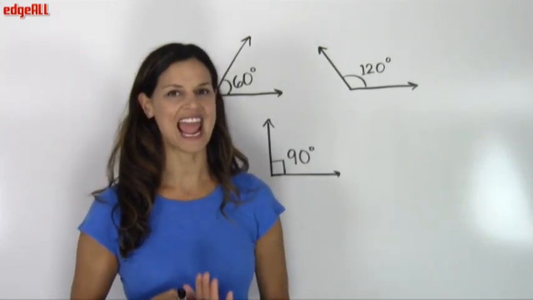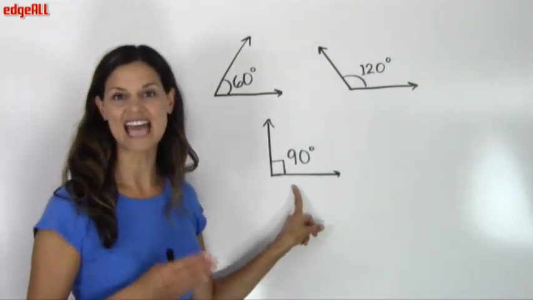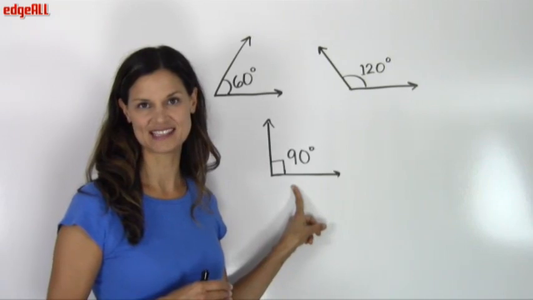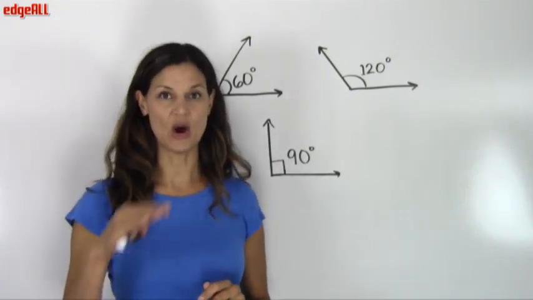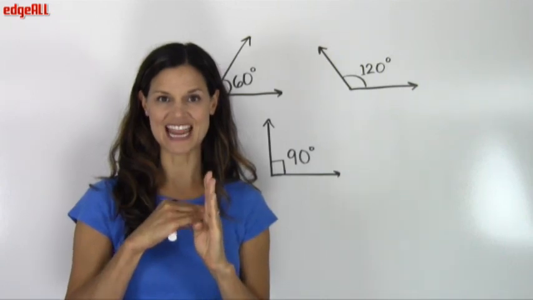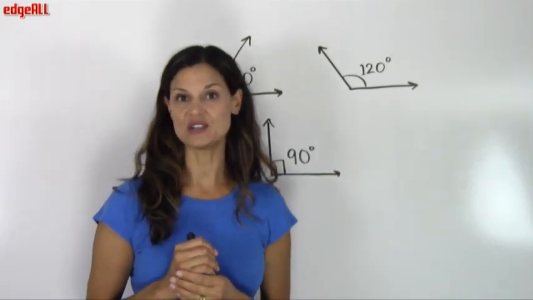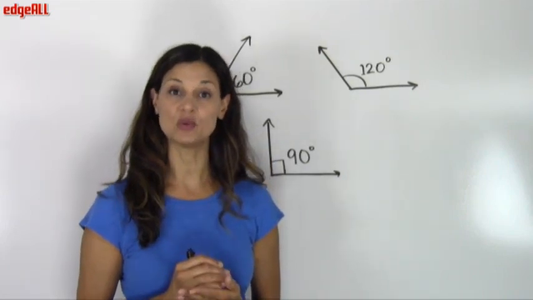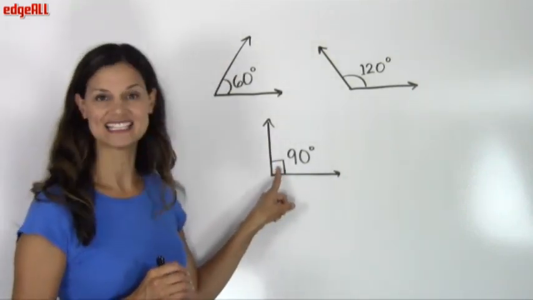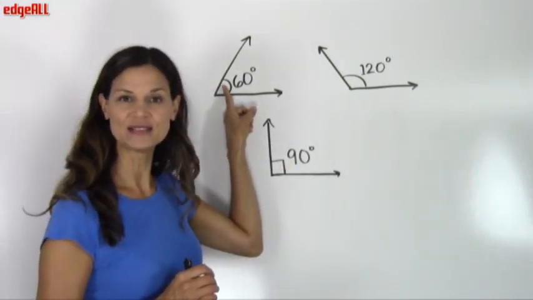A right angle has a degree measurement of exactly 90 degrees. This happens when a horizontal line meets a vertical line. We have a 90 degree angle. Right angles, or 90 degree angles, are labeled with a little square inside the angle instead of a little arc.